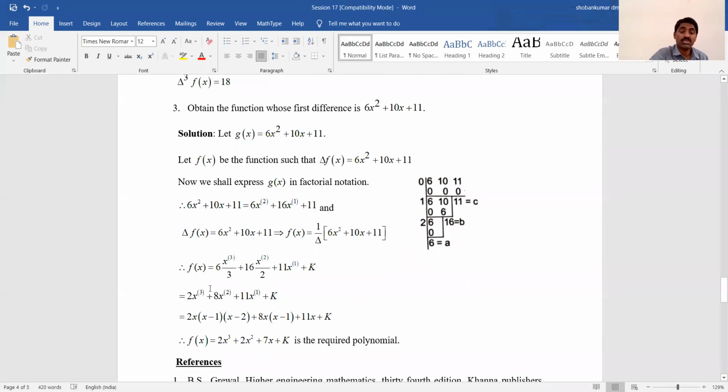Again, x to the power 3 is x into x minus 1 into x minus 2, x to the power 2 is x into x minus 1, and x to the power 1 is x itself; the constant we write down as it is. After simplifying, f of x equals 2x cube plus 2x square plus 7x plus k, which is the required polynomial. Here the first difference is given, and we have to find out f of x.